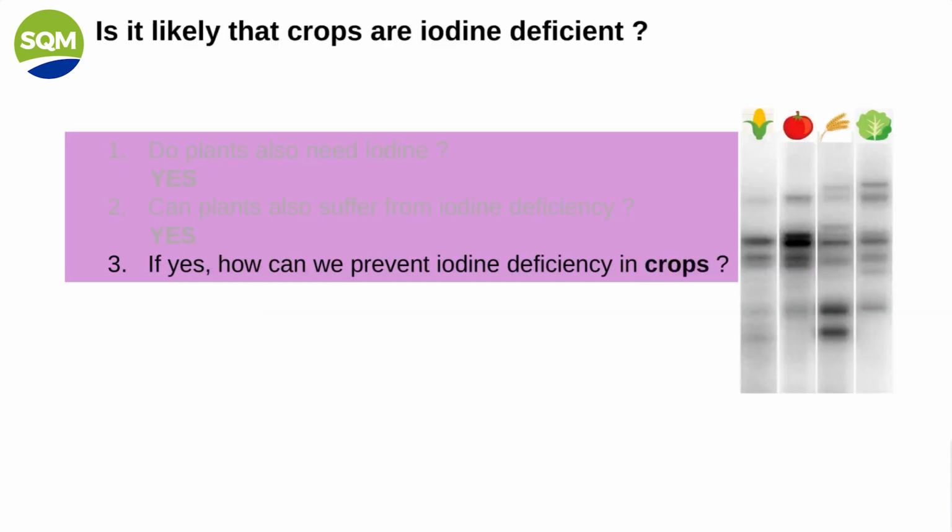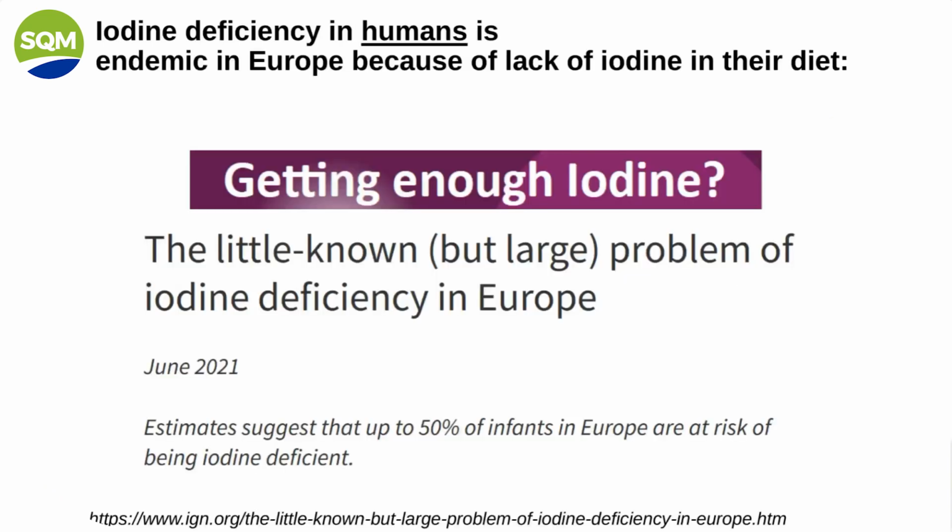And a related question: is it likely that crops are also iodine deficient? Well, we saw from these experiments that commercial crops also contain iodinated proteins. But is there a likelihood that they are deficient in practice? For that, we look at the parallel to humans. We know that iodine deficiency in humans is endemic in Europe because of a lack of iodine in the diet. And only recently, a study, EU Thyroid, was done, which estimated that 50% of the infants in Europe may be at risk of being iodine deficient. And this is because of a lack of iodine in the diet.